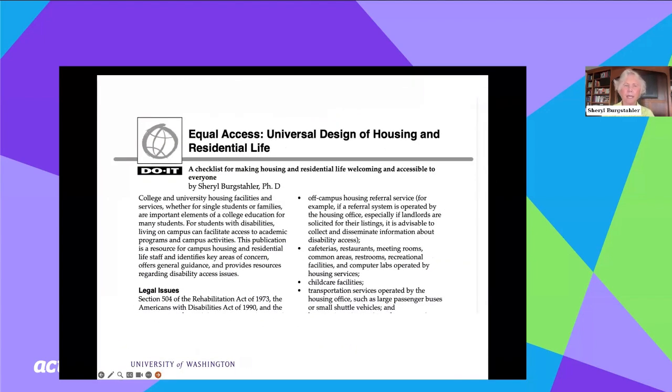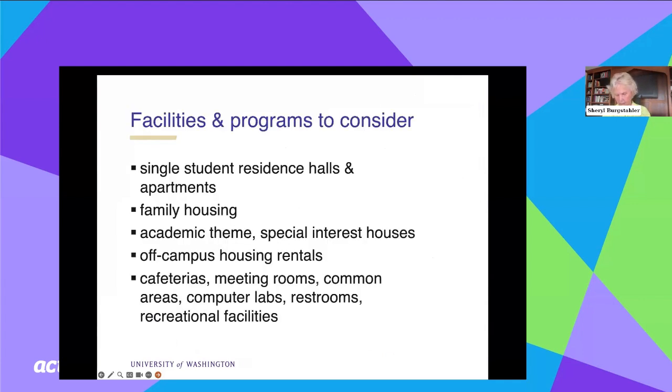There's a document that I created in my organization, and I'll give you where you can find it at the very end. It's called Equal Access: Universal Design of Housing and Residential Life. It has a checklist in it, and I'm going to give you a little bit of content from that document, and you can get a lot more by looking at it later.